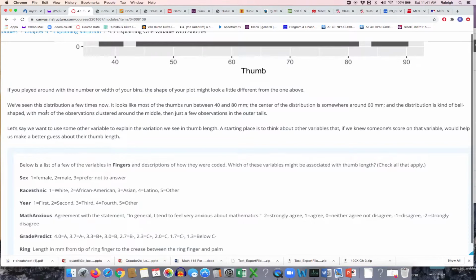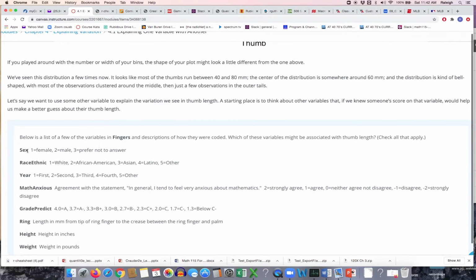We have seen this a few times already, is what I'm trying to say. And we want to use some other variable to explain the variation we see in thumb length. A starting place is to think about other variables that, if we knew somebody's score on that variable, would help us make a better guess about their thumb length. And of course, the one we've highlighted is gender or sex. One is female, two is male, and then you even have a third option, which we're not really looking at.